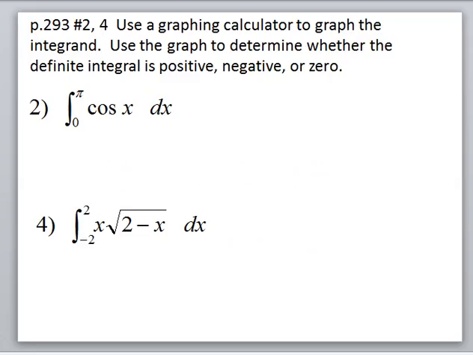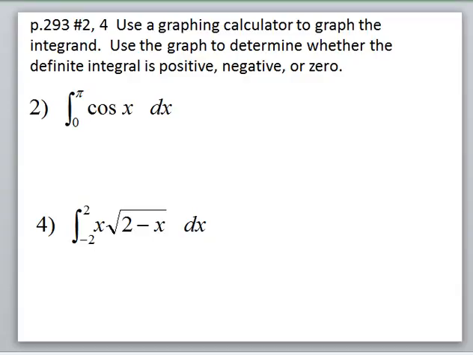So the first thing I'm going to do to introduce this is it says use a graphing calculator, and you guys can go ahead and get out your graphing calculators. And all we're going to do is determine if the area underneath the curve is positive, negative, or zero. We're not going to compute the exact area. This is just to figure out if it's positive, negative, or zero.